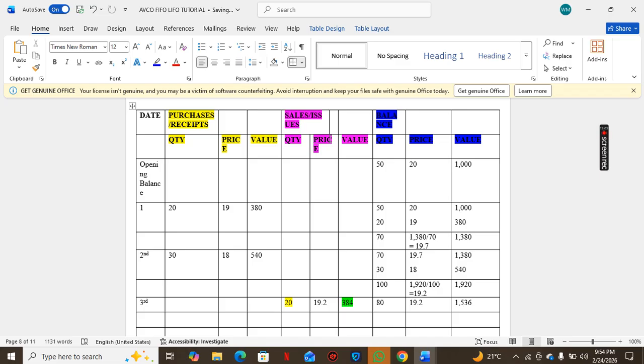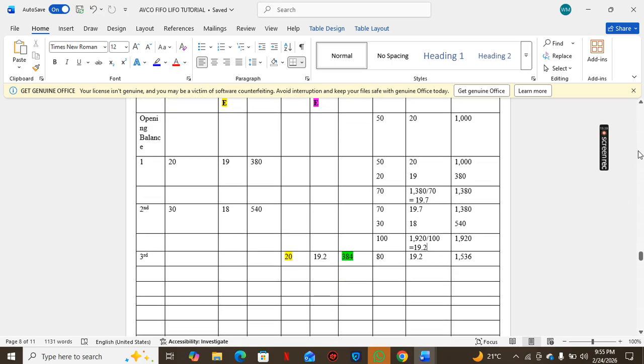So is this one easier than FIFO and LIFO? This one requires some serious practice and expertise. No, sir. This one is the easiest. Once you just remember how to get this average cost here, that's all.